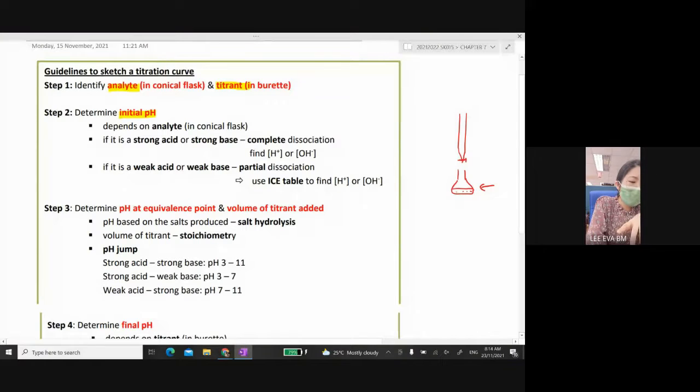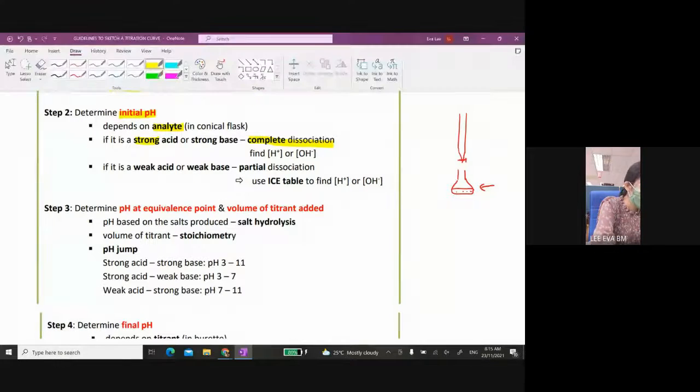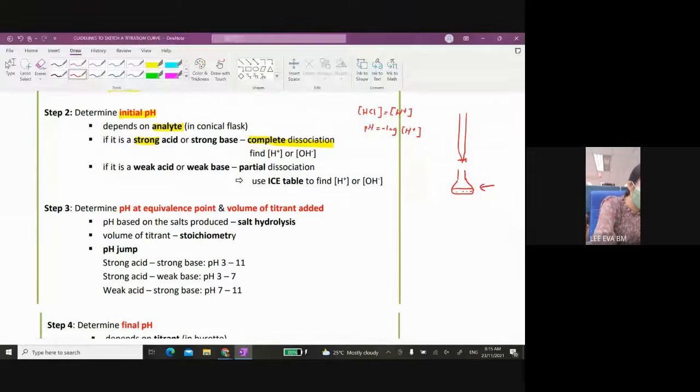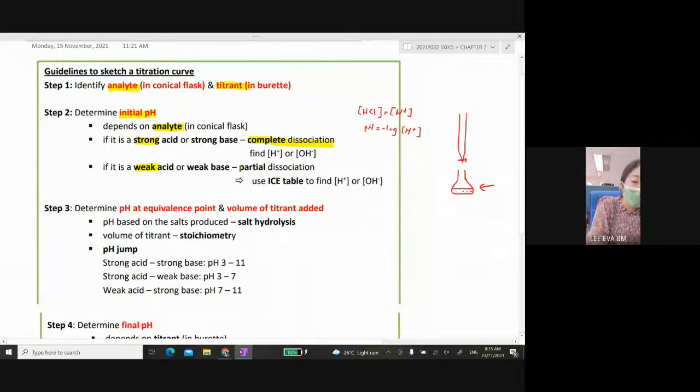So in this case, you need to depend on the analyte, whether it is a strong species, strong acid or strong base. We know that strong species will dissociate completely to give you H plus or OH minus. Then straight away you can find the pH or pOH. For example, if you have a strong acid HCl, then the concentration of HCl equals the concentration of H plus, then you apply straight away pH equals negative log concentration of H plus. So this is a strong species. But if you have a weak species initially, then you have to draw an ICE table, because weak species will dissociate only partially. Therefore you need to use an ICE table.